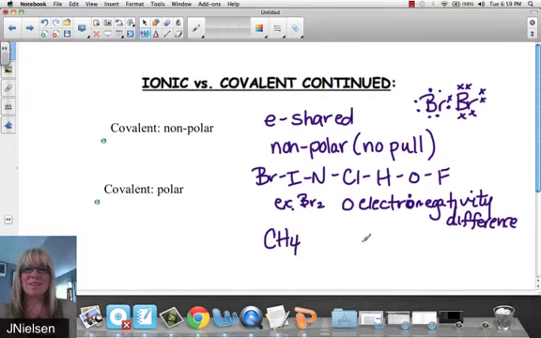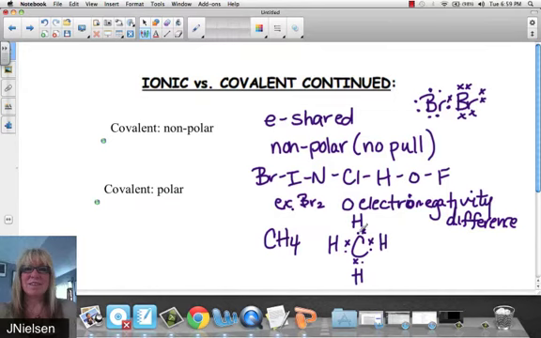Now, another way I can be nonpolar is if I'm nonpolar by symmetry. And what that means is, let's look at the molecule CH4. Carbon's got 4 valence electrons: 1, 2, 3, 4. And then we have an H come in over here with 1, an H come in over here with 1, an H here, and an H here.